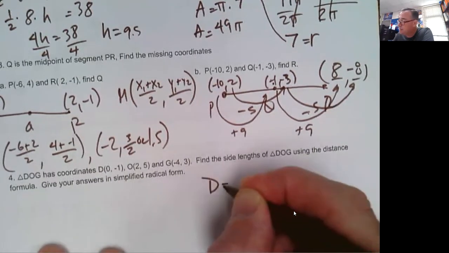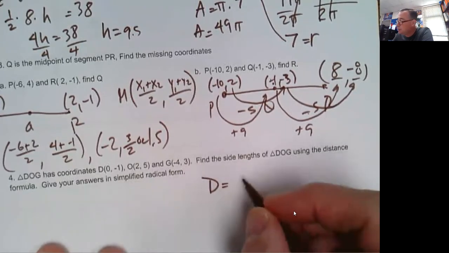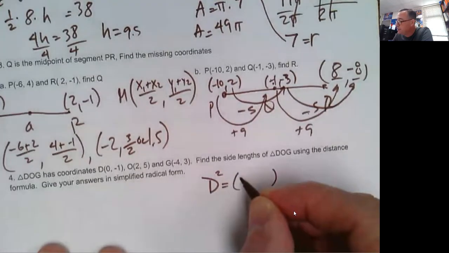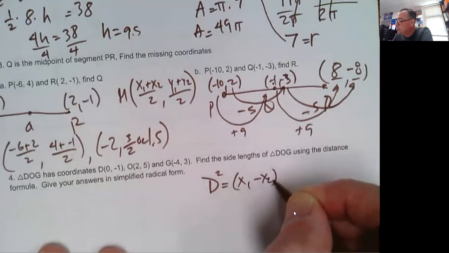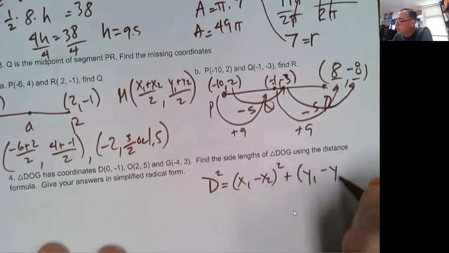Distance formula is just a version of the Pythagorean theorem where these are the sides. So what you're basically doing, it starts with your distance squared is equal to your length on your x's. So x1 minus x2 squared, so that's how far the x's have gone, plus y1 minus y2 squared.